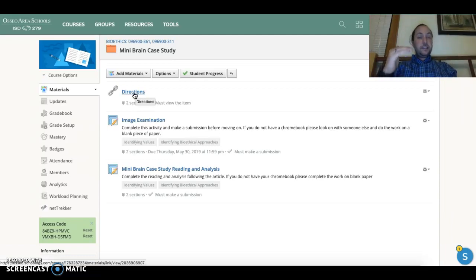The activities in this folder have to be completed in order. So you have to view this video before you can make a submission to the first object. You have to make a submission to the first image examination assignment right here before you can make a submission to the final assignment. And I'm going to use the work that you do on the final assignment as evidence of your ability to analyze a case study, identify bioethical questions in a case, and then talk a little bit about stakeholder positions.